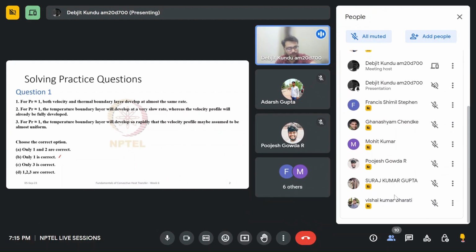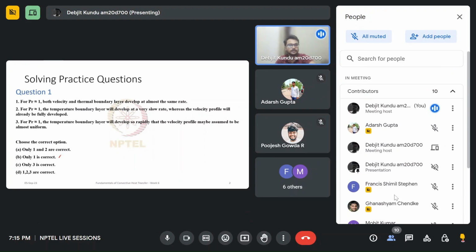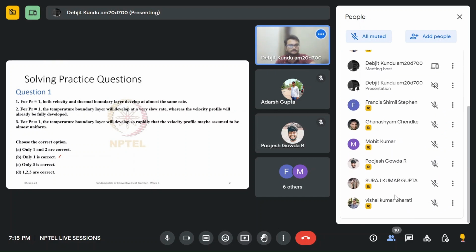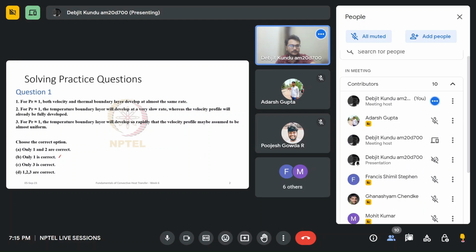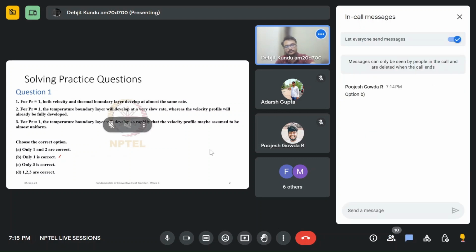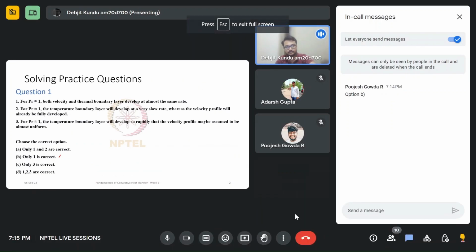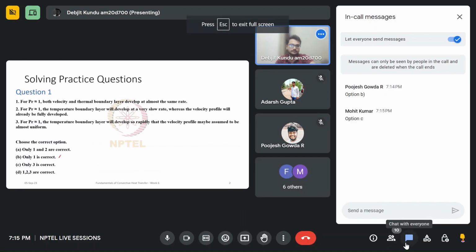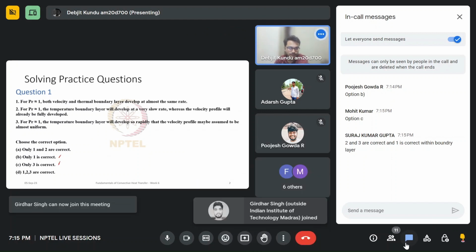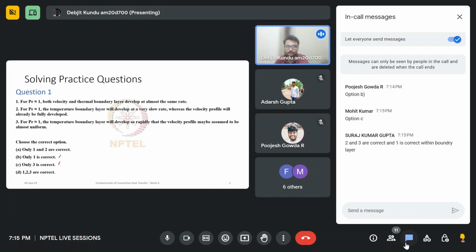I'd request everyone to participate in this and put in your responses. There's no hurry. Try to read everything properly and then pick your option. So there's one response in favor of option C, and someone says 2 and 3 are correct, and 1 is correct within boundary layer. These are all related to the boundary layer only. It is related to the growth of the boundary layer.